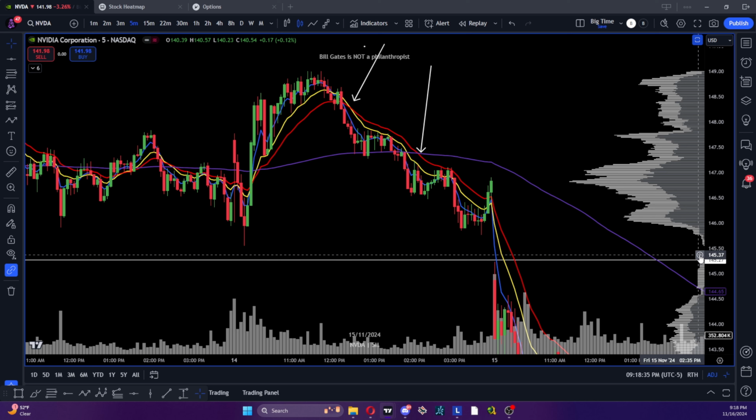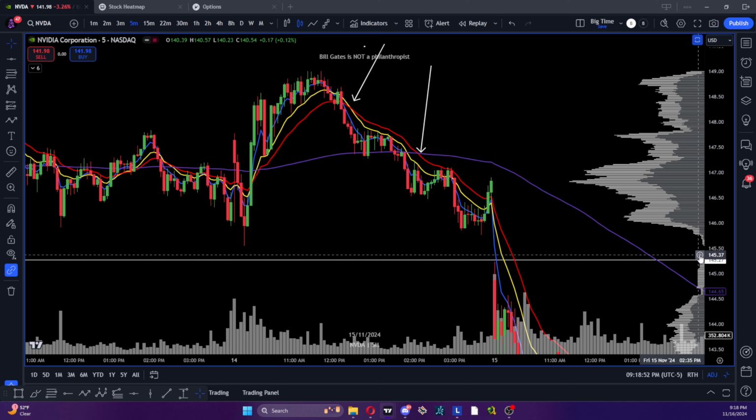So you would have taken NVIDIA from 149 all the way down to 145, and the only reason you would have gotten out of this trade would have been if you had a break and close above the 50, which is the red line.